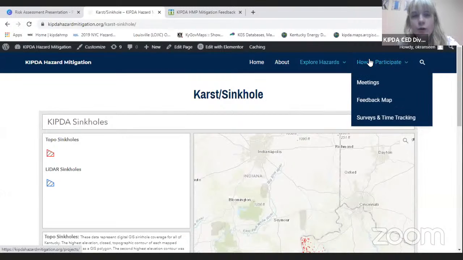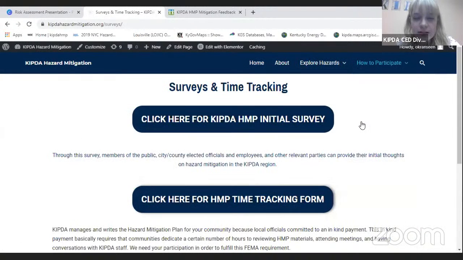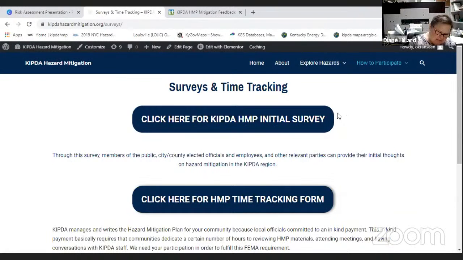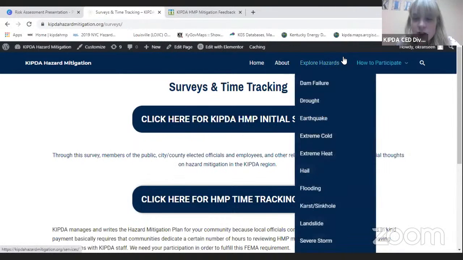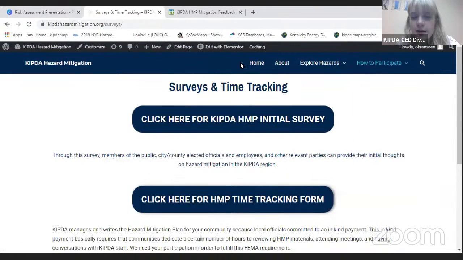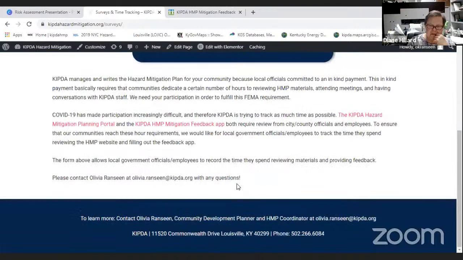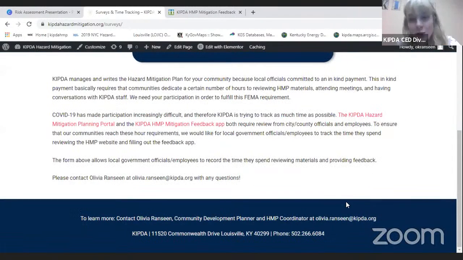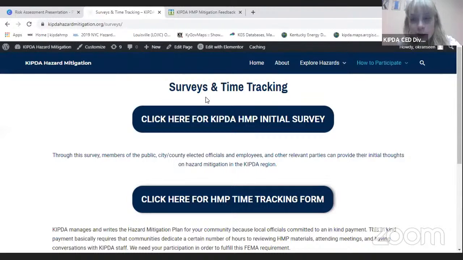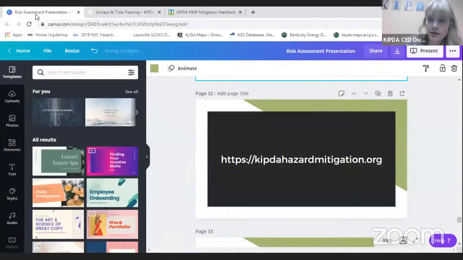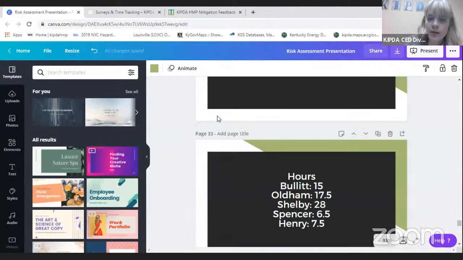And then again, we just talked about the feedback map, but we've only had 12 survey responses thus far. We really want y'all's thoughts on our initial survey. So please take that. That's on our website as well. If you have any questions about the website or see any issues, my information is right at the bottom of the website. And again, that's kiptahazardmitigation.org. So just as a reminder that we have that available.